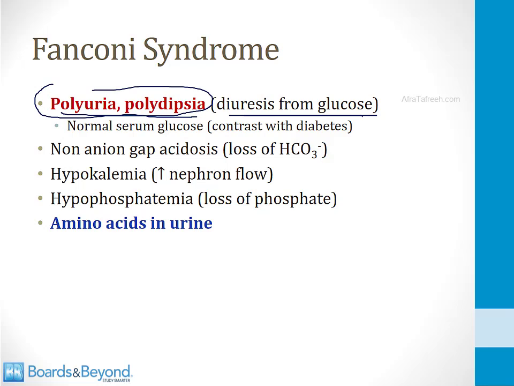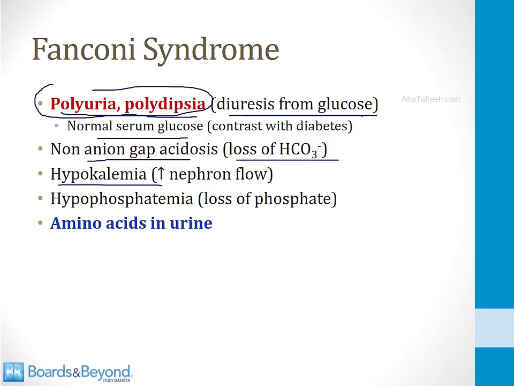And the reason is because in Fanconi syndrome, there is a normal serum glucose. There is no hyperglycemia because insulin and glucagon and all the body systems to control glucose levels are working. You can also see a non-anion gap acidosis. This is because you're losing bicarb in the urine.